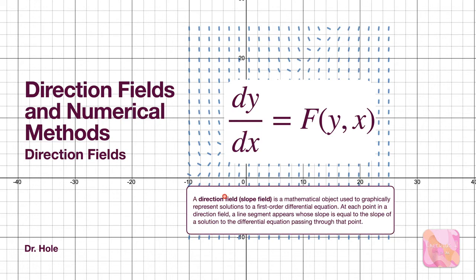Okay, let's look at this definition. A direction field, otherwise known as a slope field, is a mathematical object used to graphically represent solutions to a first-order differential equation. At each point in a direction field, a line segment appears whose slope is equal to the slope of a solution to the differential equation passing through that point. So one purpose of a direction field is to graphically represent solutions. Nice.